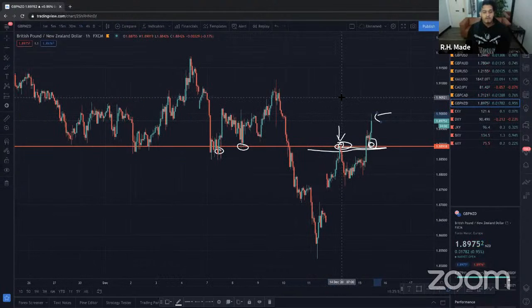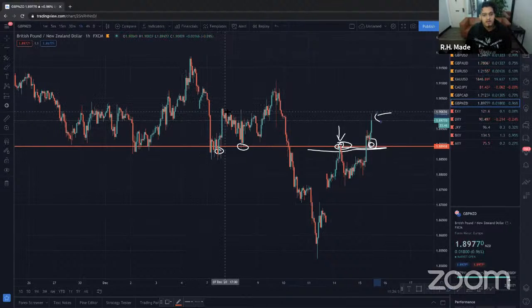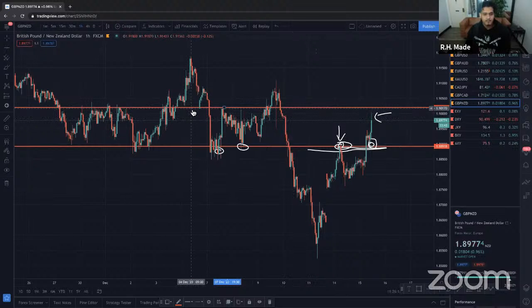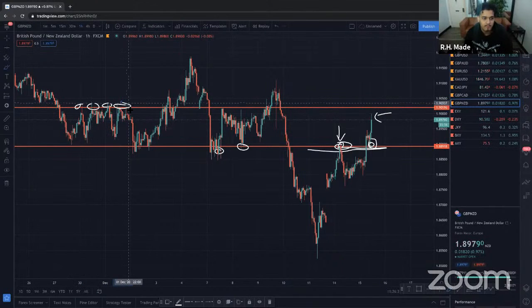Right, so now you have to find the next area of support and resistance, so you can tell where price is most likely headed to next. Right, so if we look, we have a lot of noise in this area. We have multiple rejections here in the past, okay, and multiple rejections here again.